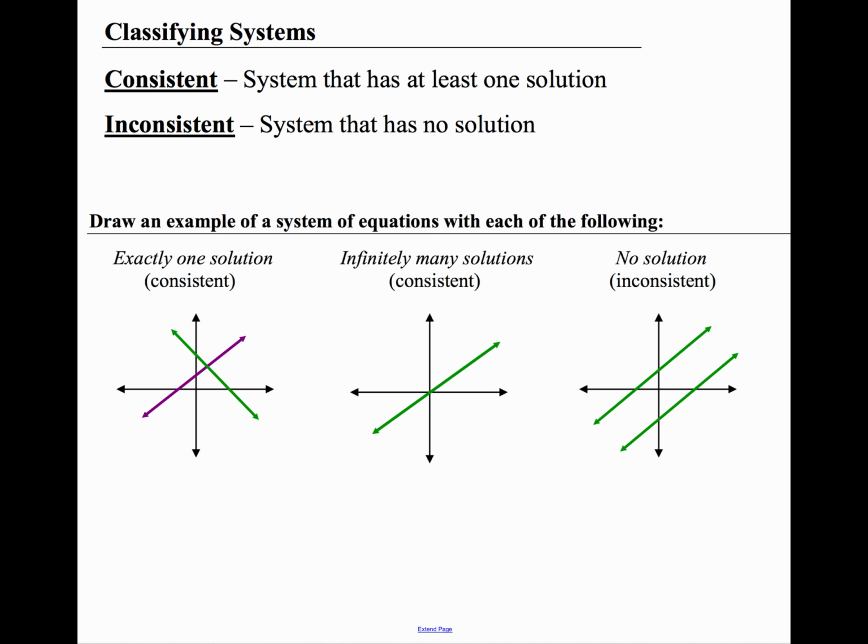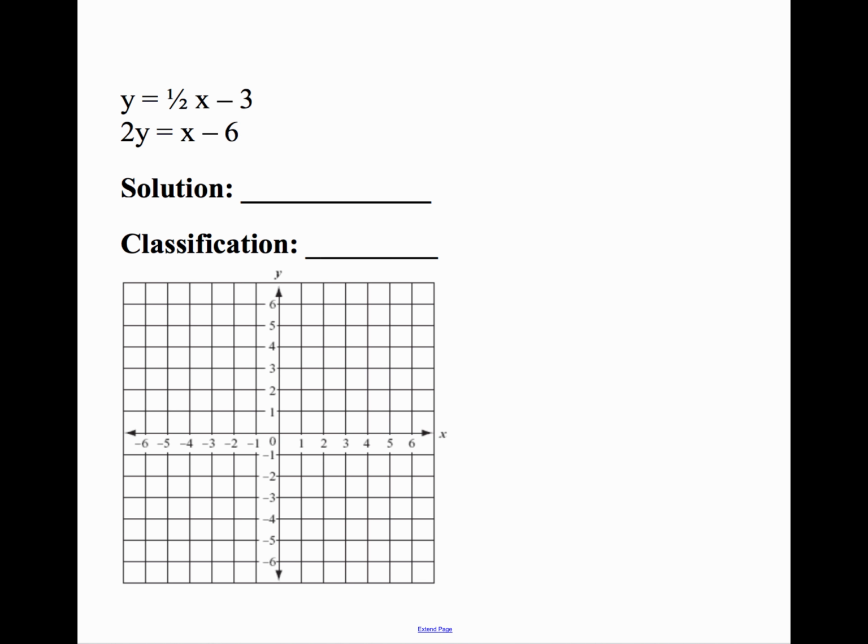Okay, let's try graphing a couple more and see if we can apply what we've just learned. I want to graph this and figure out what the solution is, number one, and the classification. Is it consistent or inconsistent? So I'm going to start by graphing my two lines. I'm going to start with blue on my first line. So for my first line in blue, I have a y-intercept of -3 and a slope of 1/2. So going up 1/2, up 1/2, and then I want to draw my line.